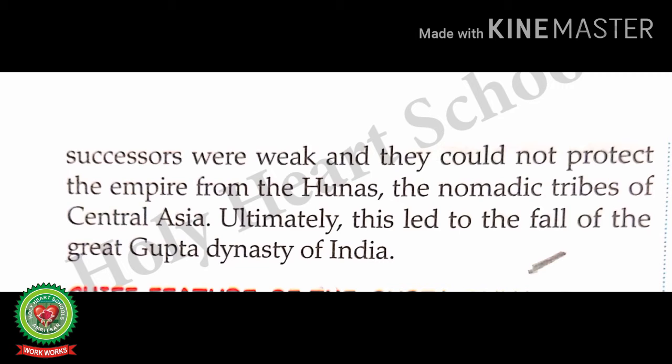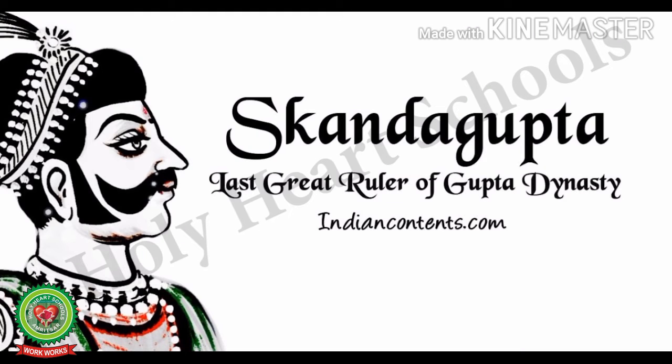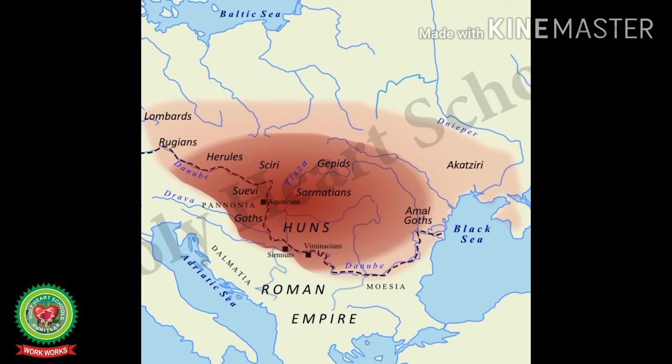Now, students, we are going to read about the later Gupta kings. Kumaragupta, the son of Chandragupta II, succeeded him. Then, Kumaragupta's son, Skandagupta, succeeded him. Both these rulers were very powerful, but they were the last great rulers of the Gupta Empire. Their successors were weak. They could not protect the empire from the Hunas. The Hunas were a nomadic tribe of Central Asia who invaded the Gupta Empire. So, the empire slowly declined due to weak successors.